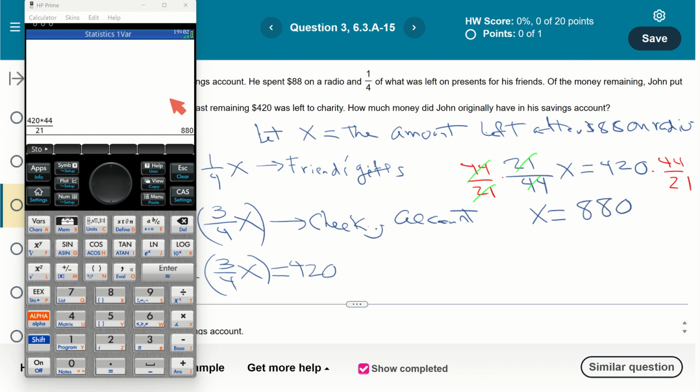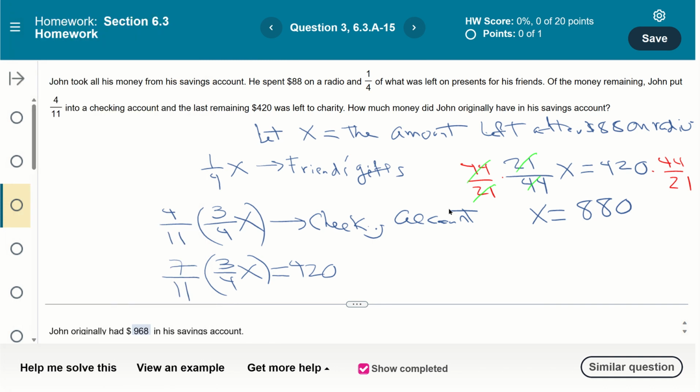because remember what x is. X is the amount left after the $88. So once we have that, now we have to take the 880 and add it to that 88 to get the amount that John started with in the beginning with his savings account. So a clever problem needs you to keep thinking really clearly.